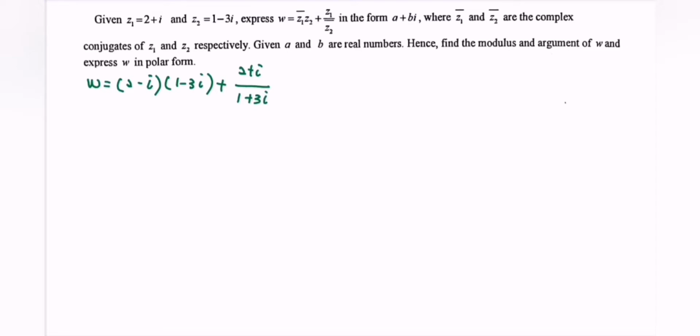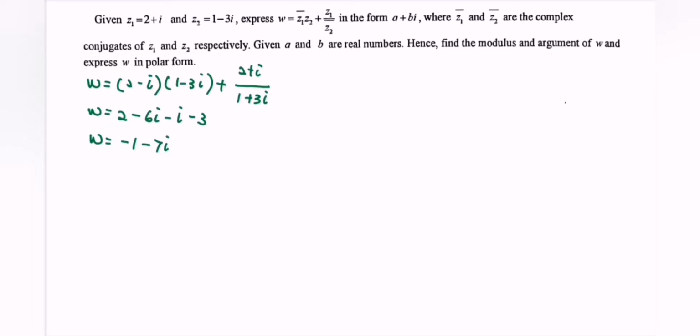Kindly focus on the front part where we have to expand. So w will be equal to 2 minus 6i minus i, and then we have negative i multiplied with negative 3i, so we will have negative 3. Kindly simplify. So w equals 2 minus 3, we have negative 1, negative 6i, negative i, we have negative 7i. That is the front part.